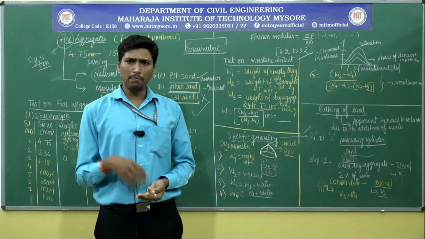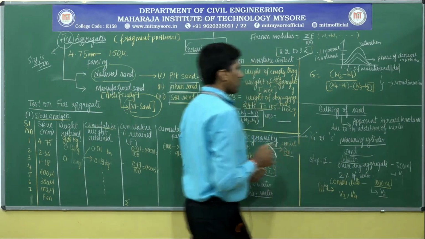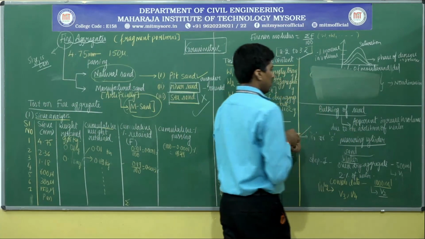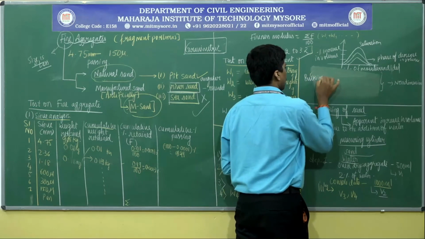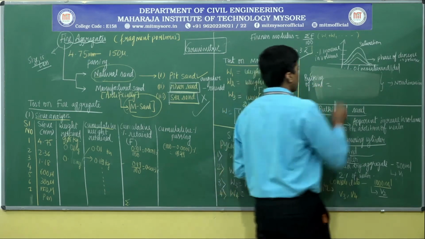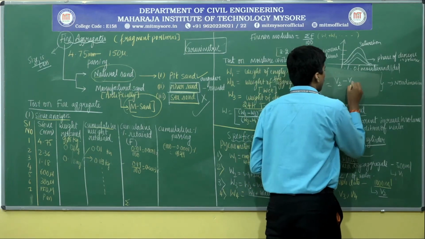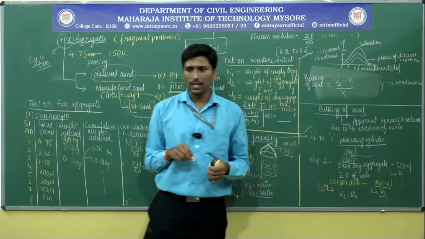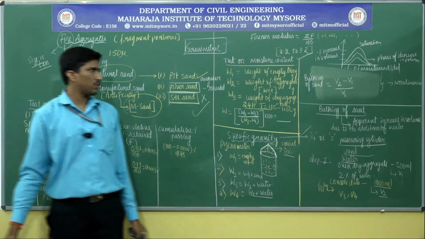Now, how to estimate the bulking? Normally, to estimate the bulking, we have another formula. Here I am going to write it. Therefore, bulking of sand is equal to V2, because of the increase in the volume, minus V1, divided by V1. This is the normal formula which we are going to use.